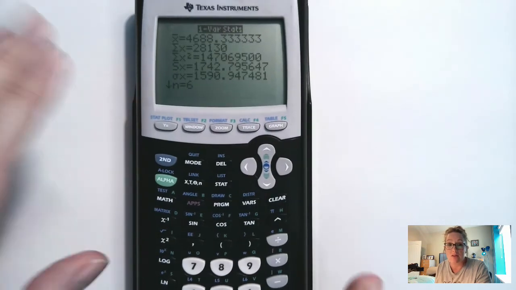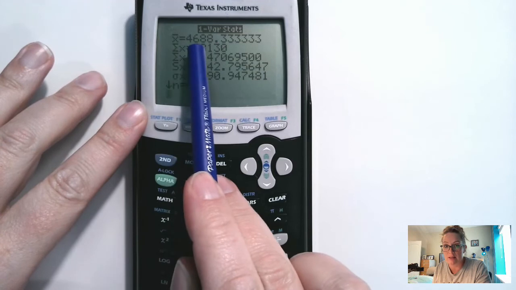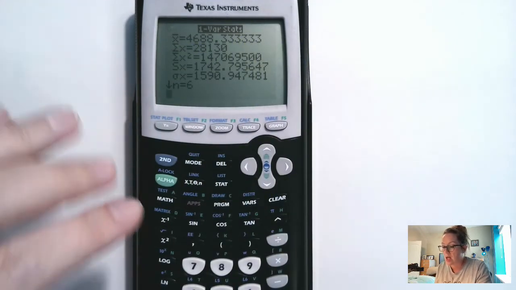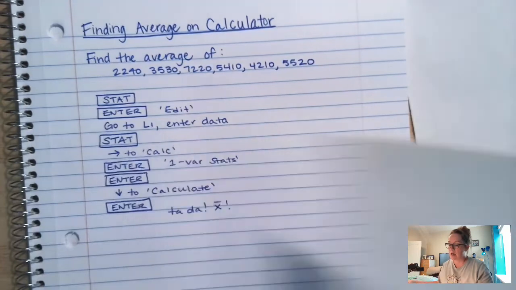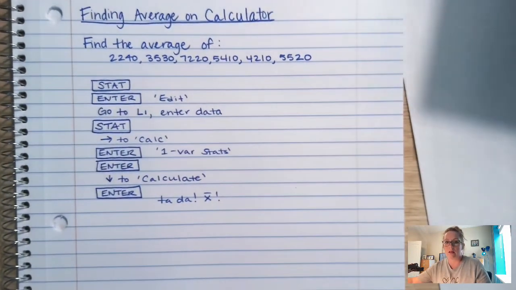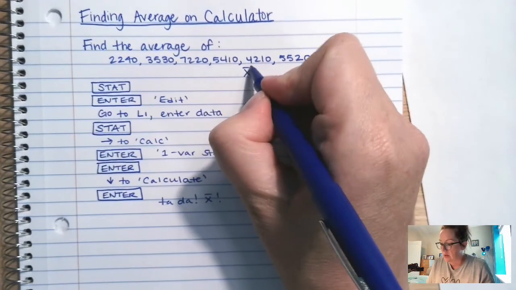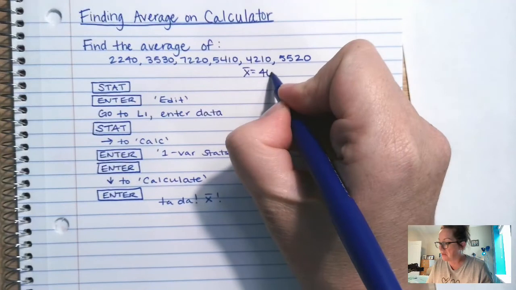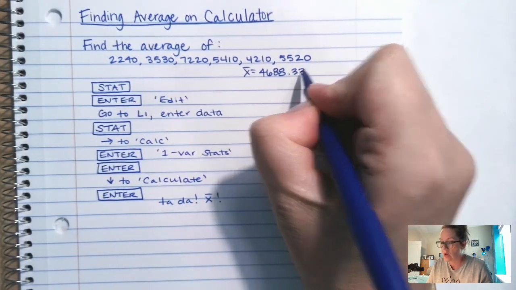And then there's all sorts of fun stat stuff here, but this is what we want. X bar is the same thing as your mean. So there's my average. My average is 4,688.33333. And then here are the little steps that we did. I'll put that in here. I don't know why, because it's not for a specific problem, but just in case.